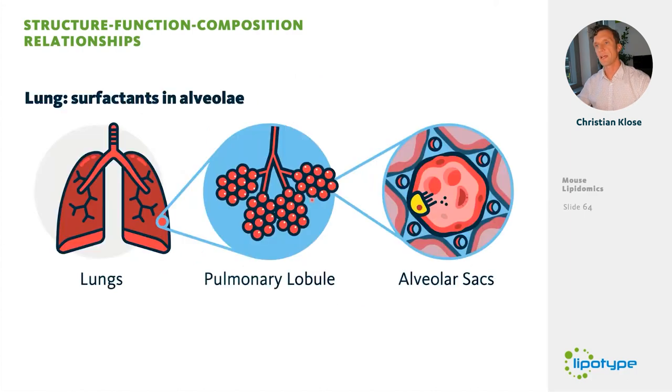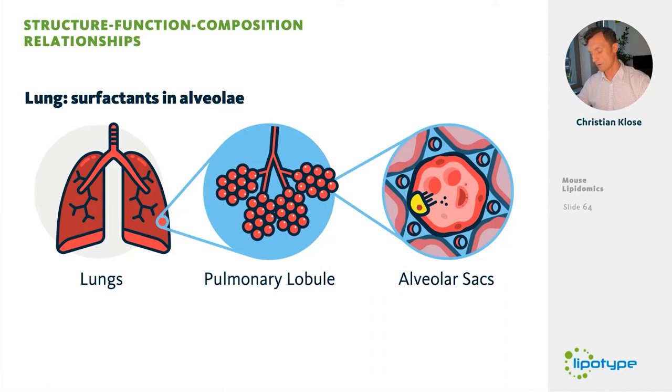Let's look, for example, at the lung. In lung, we also saw a very conserved composition of the phosphatidylcholine lipids, right? And this is because phosphatidylcholine, in particular dipalmitoyl phosphatidylcholine, is an important surfactant in the alveolar sacs that actually prevents these sacs from collapsing and allowing us to breathe properly. So here again, we see if the lipids have very important structural functions, their composition is usually very well conserved. It is different in other cases.